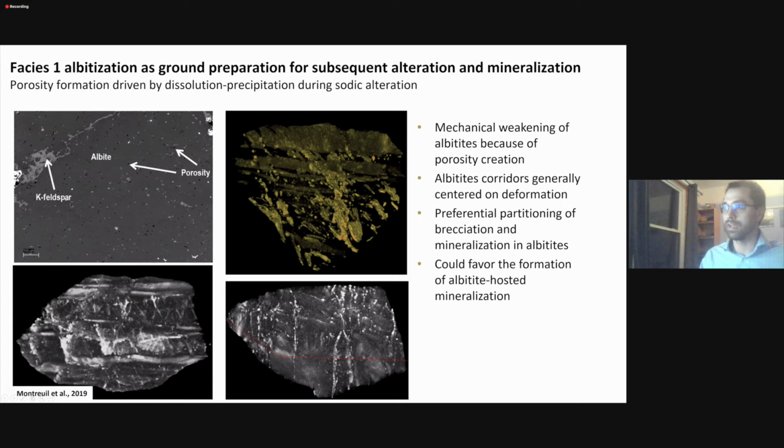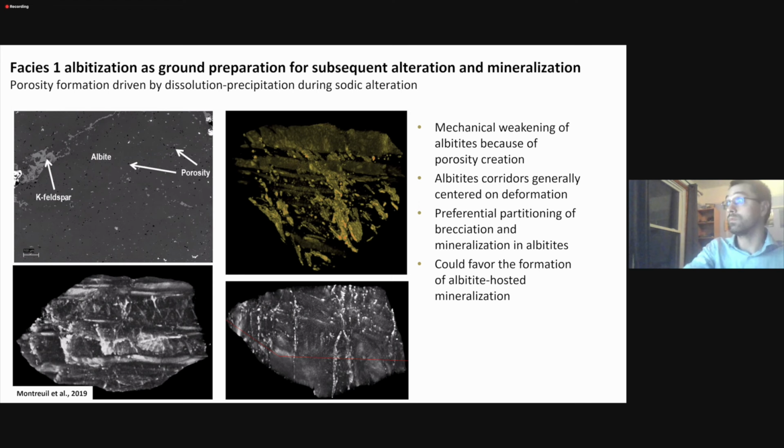And then this partially controls the emplacement of the albitite also during mineralization that gets superimposed over these zones of albitization. So in here, we can illustrate how this preferential partitioning of brecciation happens in the albitites. And because sodic alteration is generally following major discontinuities in the geological province where these systems are being formed, then in the later stage, as the system is evolving and deformation may get more intense, these zones and these corridors of albitites may become the first ones to break and then become favorable hosts for mineralization.